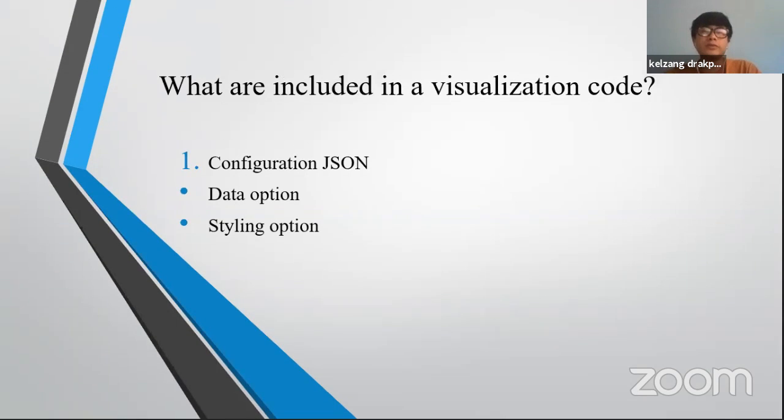What is included in the visualization code? Firstly, we have configuration JSON, which includes data options and styling options. In data options, we can specify how much data we want to include, that is, how many metrics we want and how many dimensions we want to take from this data source, so that we can have more than one type of data shown on the output.